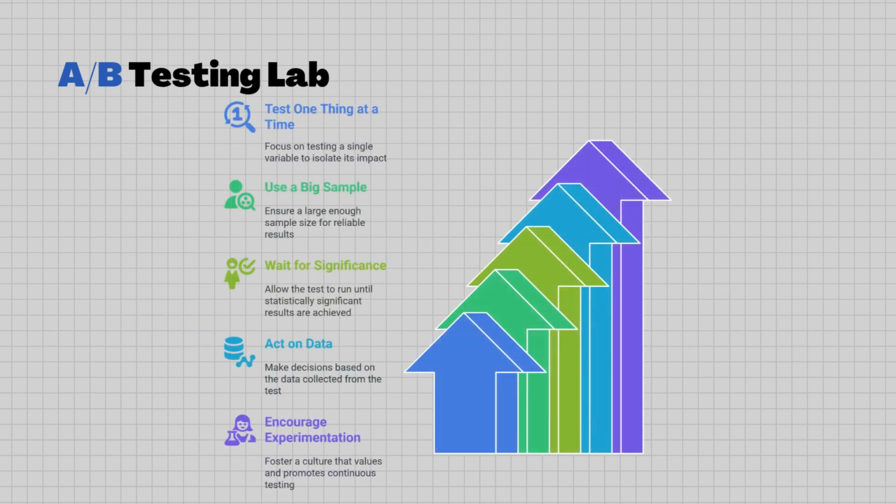Key takeaways: test one thing at a time, use a big sample, wait for significance, then act on data. Encourage a culture of experimentation.